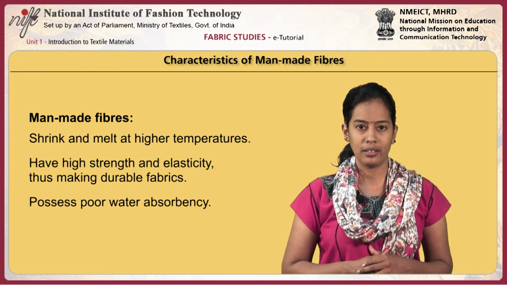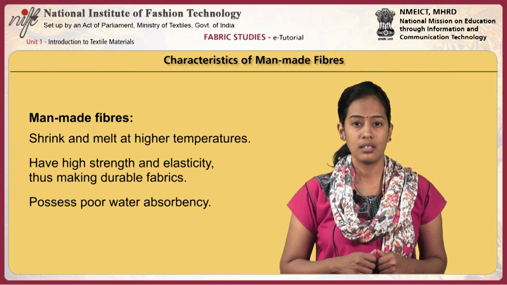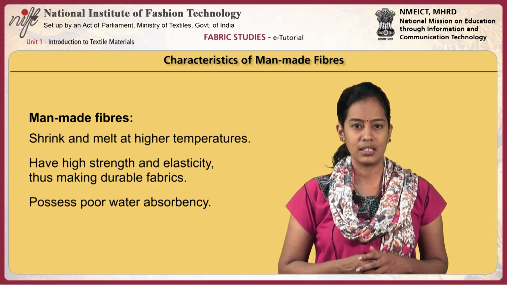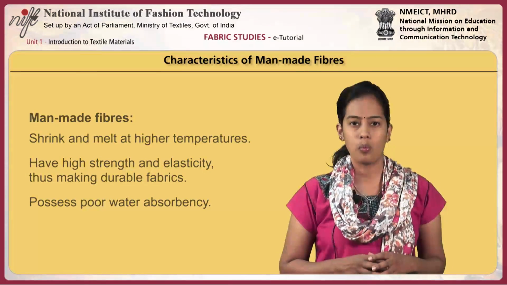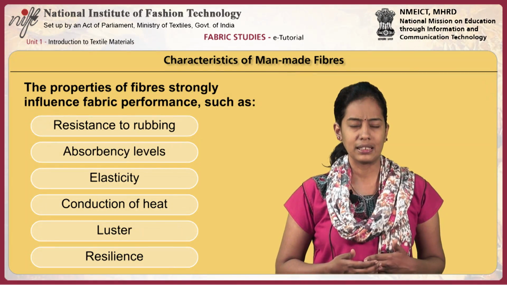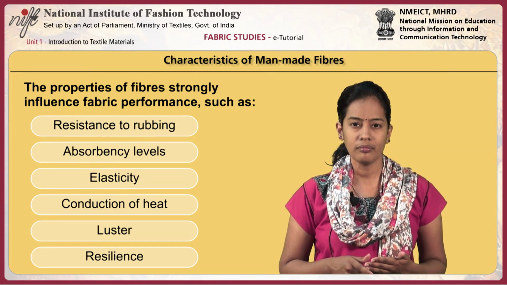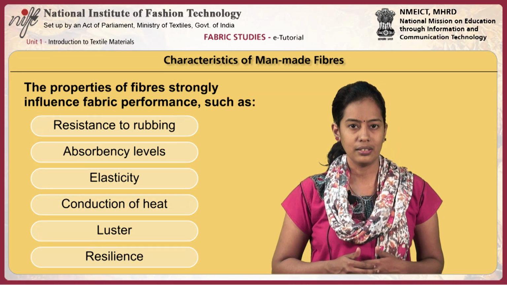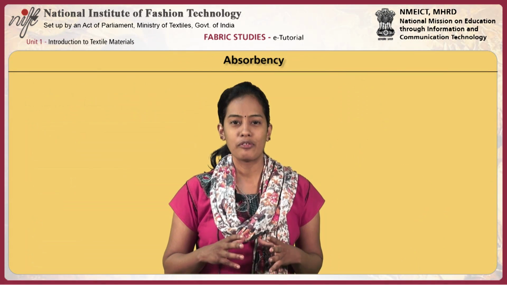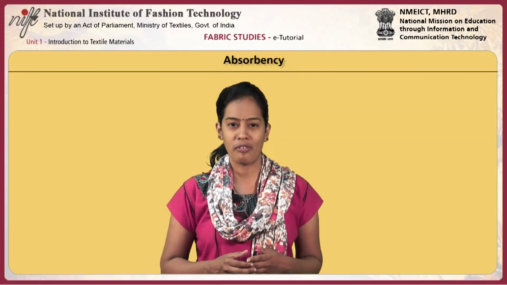These fibers shrink and melt at high temperatures. They have high strength, elasticity and are suitable for making durable fabrics. However, most of the synthetic fibers possess poor water absorbency. The properties of fibers strongly influence fabric performance. These include resistance to rubbing, absorbency levels, elasticity, conduction of heat, lustre and resilience. Absorbency of fibers decides absorbency, comfort, warmth and static charge buildup of fabrics.